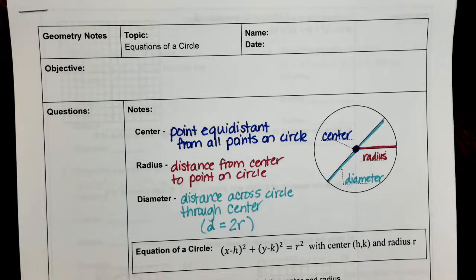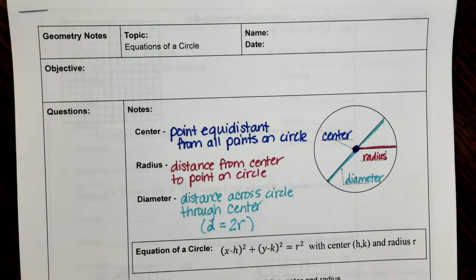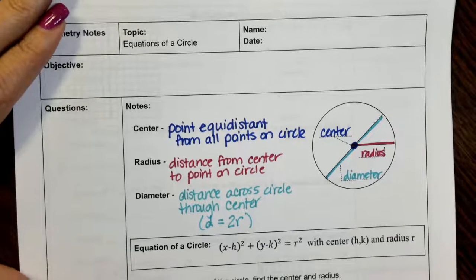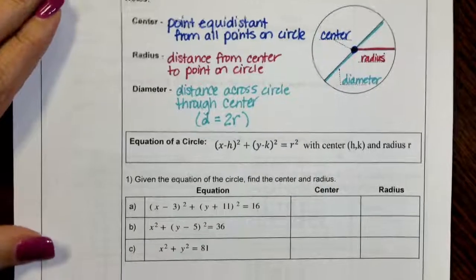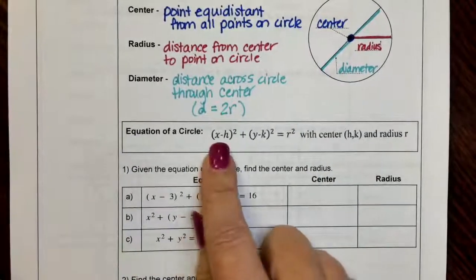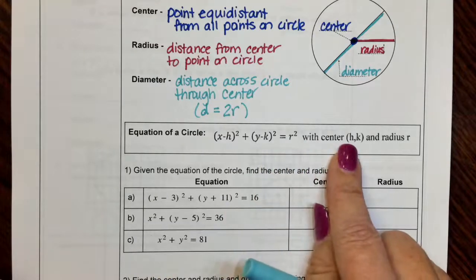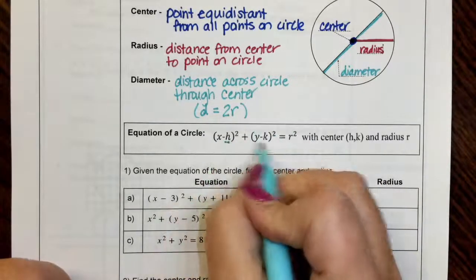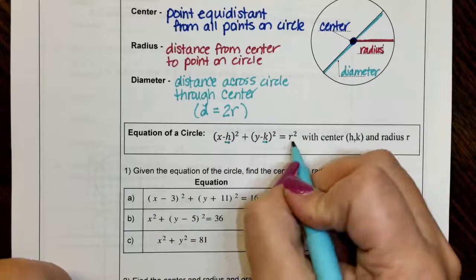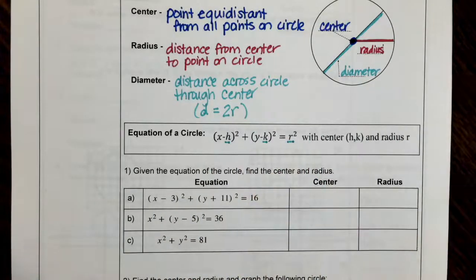A radius is the distance from the center of the circle to any point on the circle, so there are infinitely many radii around the circle. And the diameter is the distance across the circle passing through the center. The diameter is twice the radius. So the equation for a circle is (x minus h) squared plus (y minus k) squared is equal to r squared, with a center of (h, k). So these are the center of the circle, and r is the radius, so the radius squared.